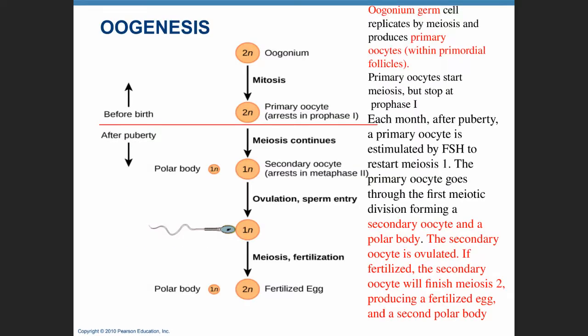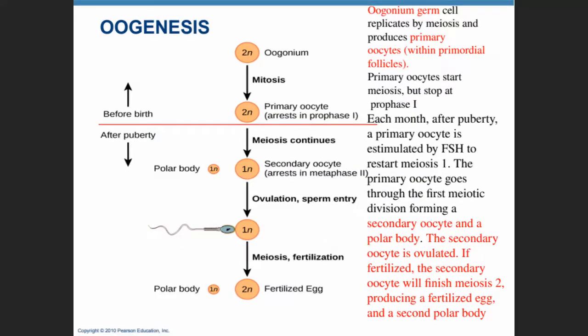This next PowerPoint will focus on oogenesis and the uterine and ovarian cycles in the female reproductive system. So oogenesis is the process that creates the female gamete, which is going to be the ovum.